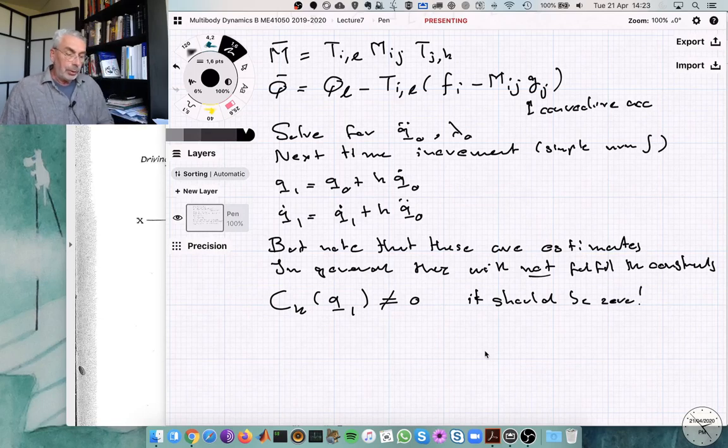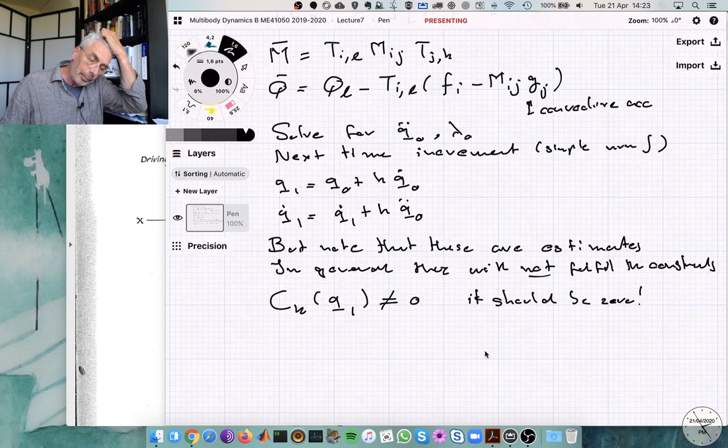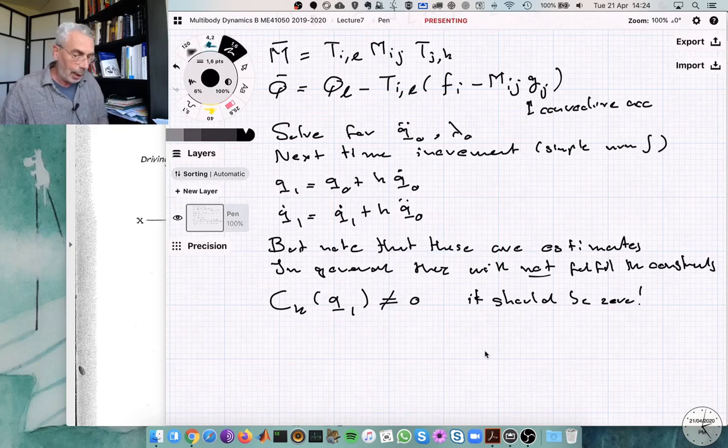So now we are in trouble, and you can imagine that if they do not fulfill the constraint, and then you move on to the next time step and to the next time step, then you are slowly building up an error. And to be honest, you already saw that in one of the first lectures, I think.